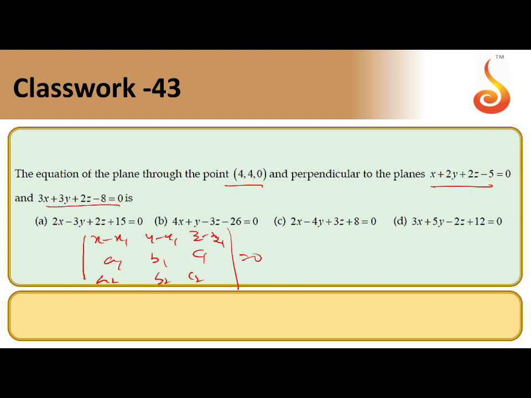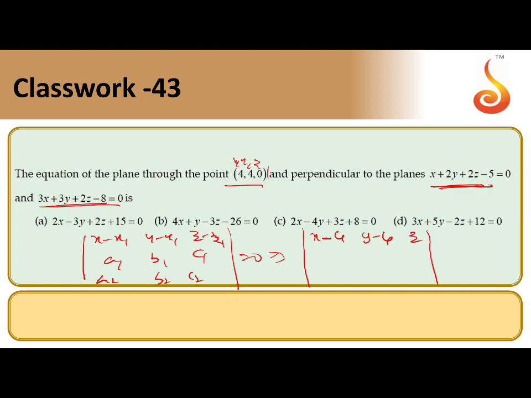So a1, b1, c1 are the drs of the first plane, and a2, b2, c2 are the drs of the second plane. Now we can solve it. The first plane passes through which point? x minus 4, since x1 is 4, y minus 4 and z minus 0. This is x1, y1, z1.